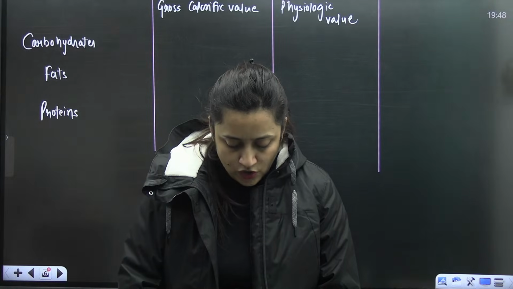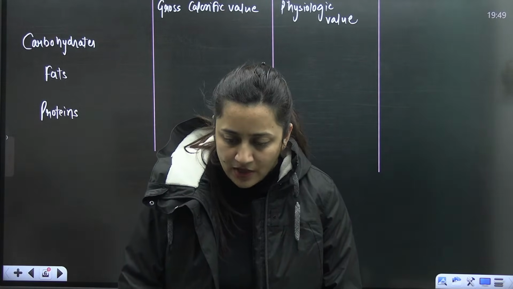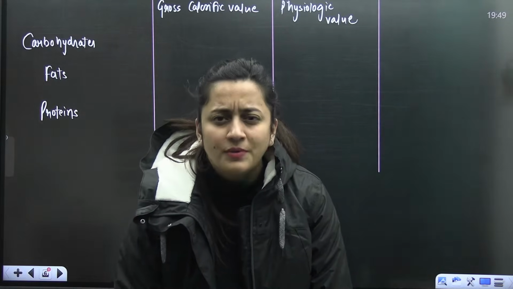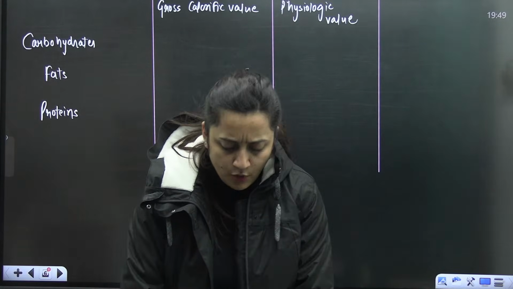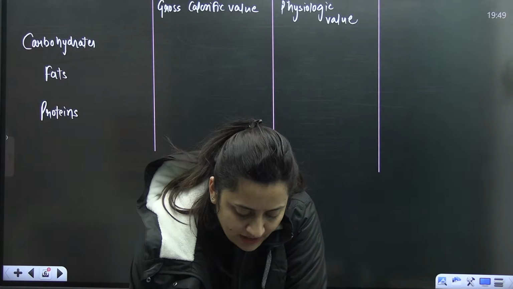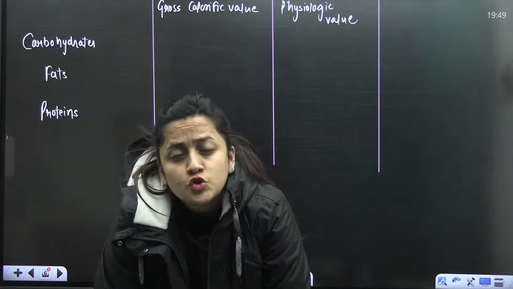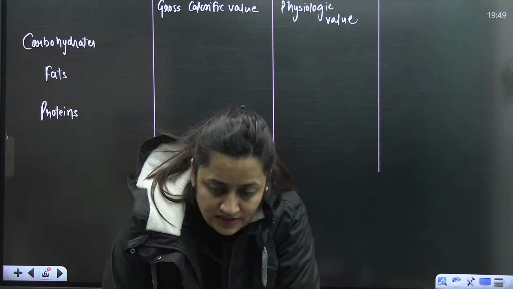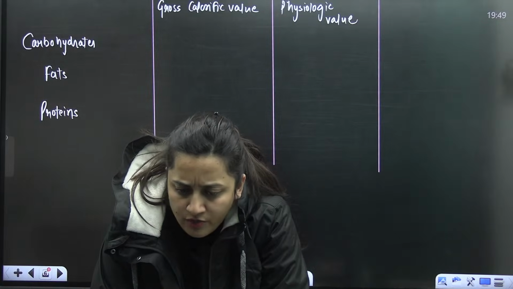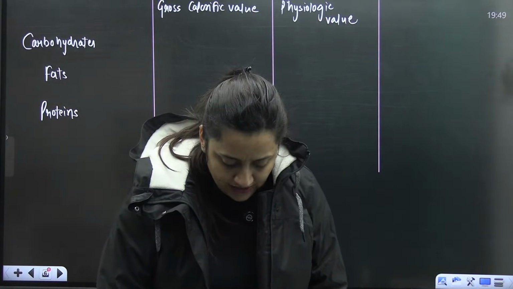Done? So that's what you need to understand here. Okay, so now in general, is it so that carbohydrate, protein and fats, how is it related? So when it is the gross calorific value, it is the total amount of energy released. What is gross calorific value? You don't need to write the definition, but you need to understand it.